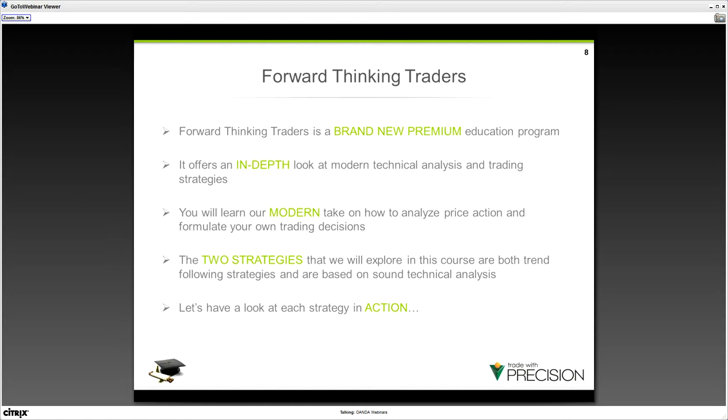So the two trade strategies that we'll teach in this series are both strong trend following strategies, and they're rooted in technical analysis of the underlying price action. So let's go ahead and take a look at the two strategies just to give you guys an idea of what you can expect.